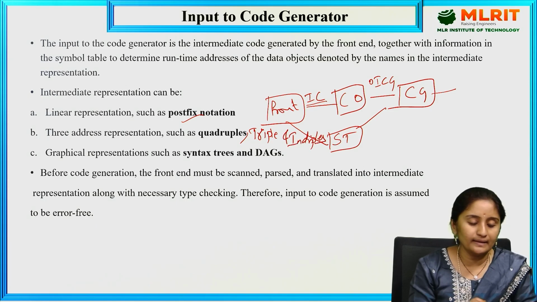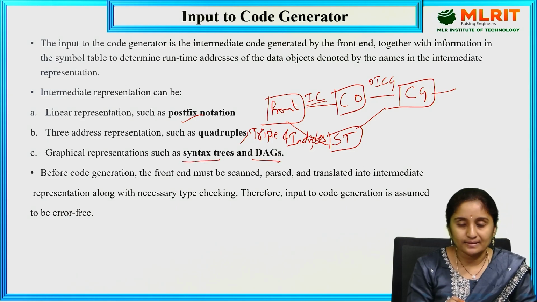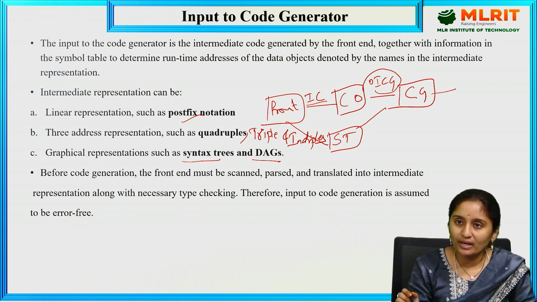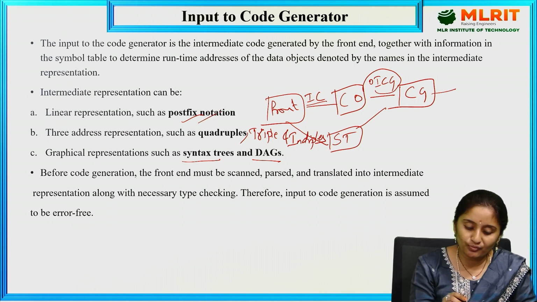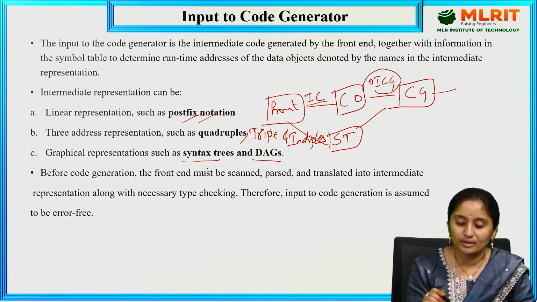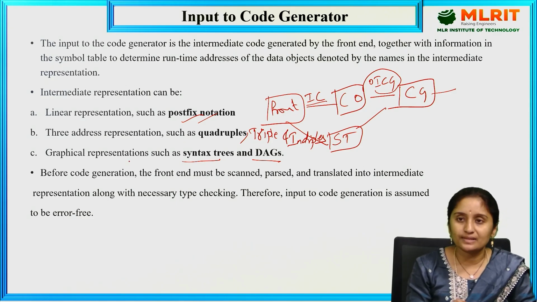And the graphical representations like syntax trees and the DAGs. Here the intermediate code representation, the input which we are going to give to the code generator, can be in any form like postfix notation, or it can be the 3 address representation. In the 3 address representation also it can be quadruples, triples or indirect triples, or it can be the graphical representation like syntax tree, or the DAG, which is nothing but the directed acyclic graph.